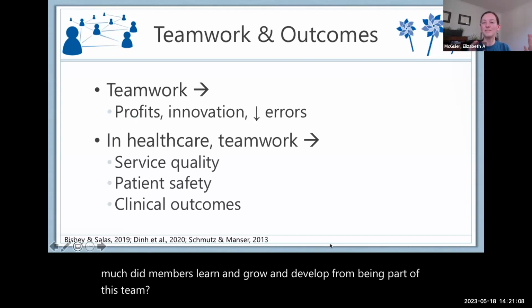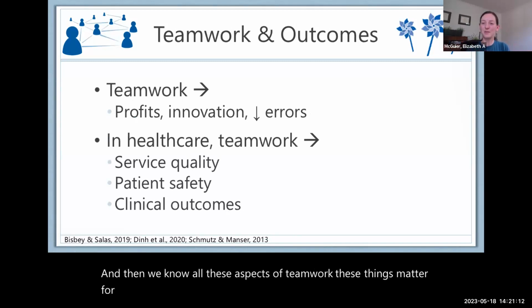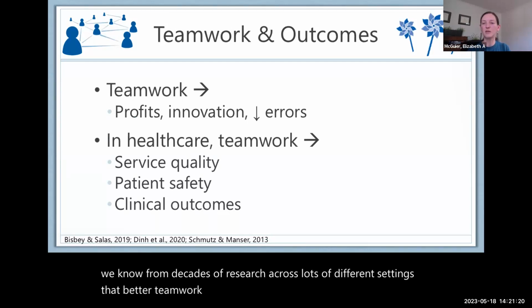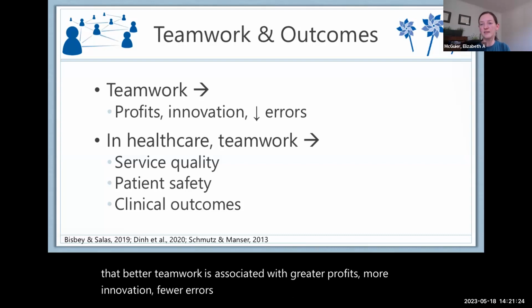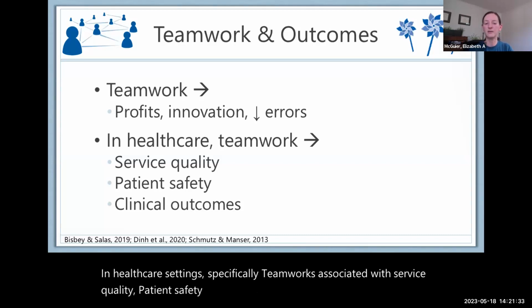And then we know all these aspects of teamwork, these things matter for outcomes that we care about in the real world, right? So we know from decades of research across lots of different settings that better teamwork is associated with greater profits, more innovation, fewer errors, and all sorts of things we care about. In healthcare settings specifically, teamwork is associated with service quality, patient safety, and clinical outcomes.